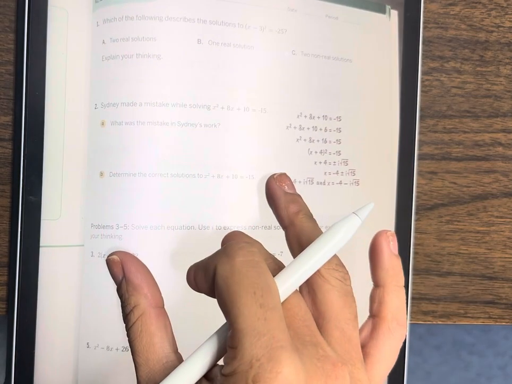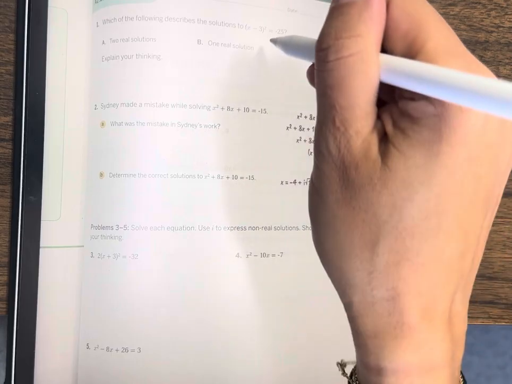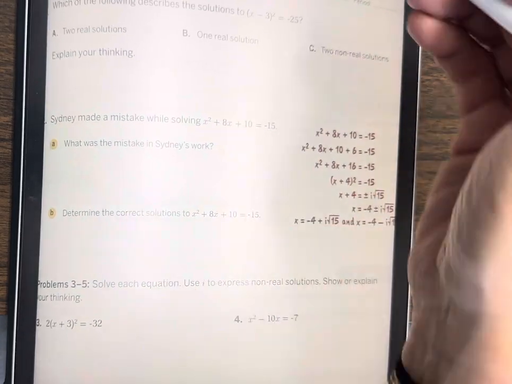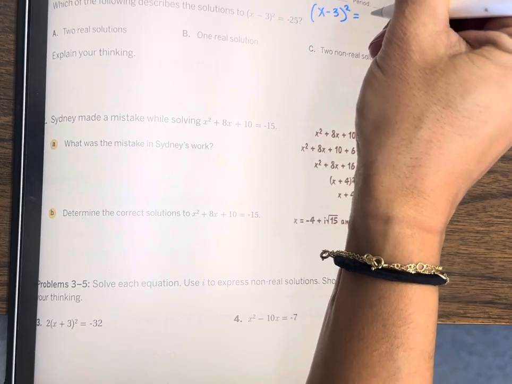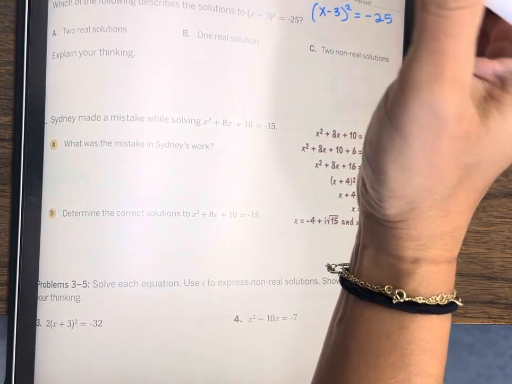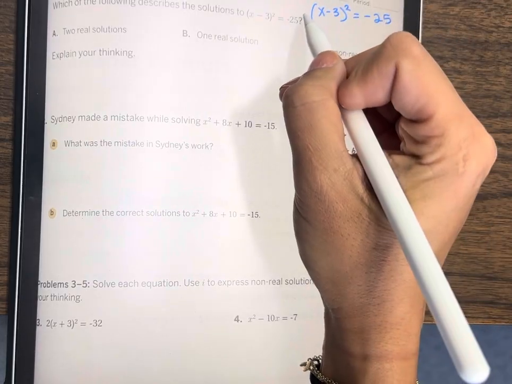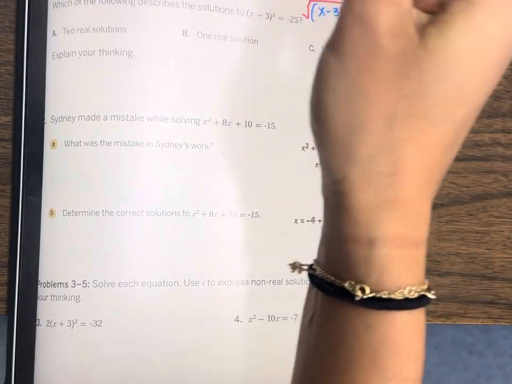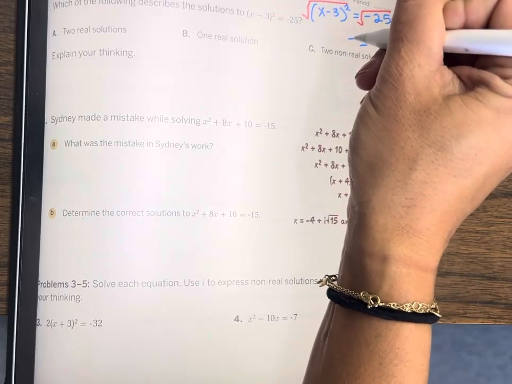Okay. Now let's see. Which of the following describes the solutions of this equation? Well, let's find the solutions and then we can describe them. X minus 3 squared equals negative 25. You may be able to start seeing this in your head, but if you don't, that's okay, just do it. Square root both sides. We get a plus or minus when that happens.